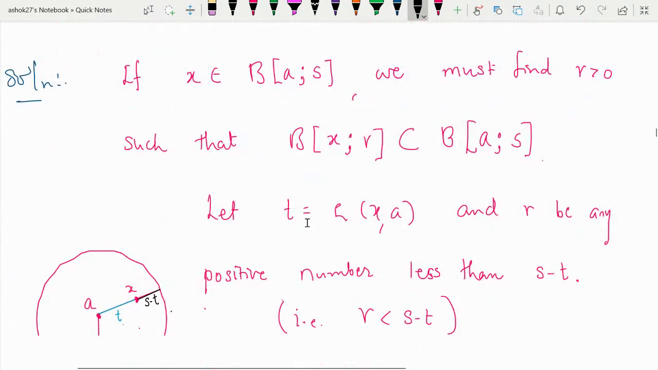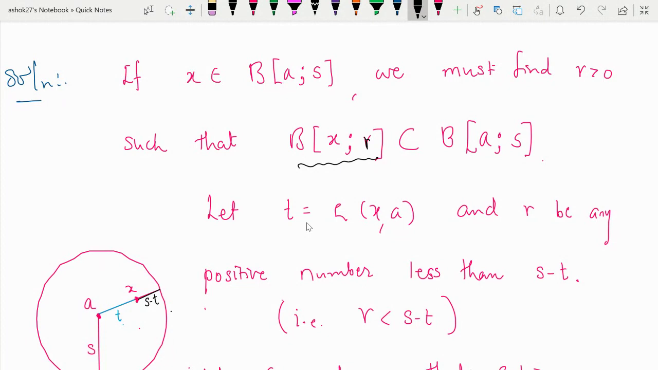So if x is any element of this open ball about a with radius s, I'm taking an arbitrary point from the open ball about a with radius s. So we must find a radius r greater than 0 such that the open ball about x with radius r is entirely contained in this open ball about a with radius s. That will imply this open ball is an open set. So this will be our requirement.